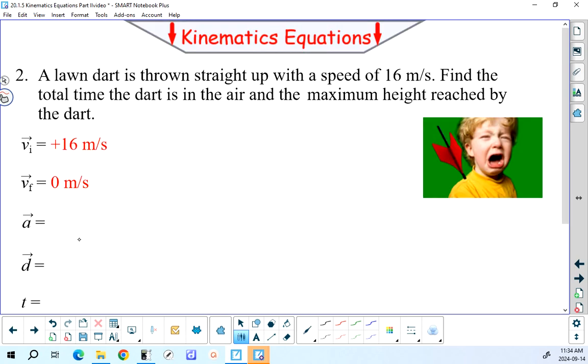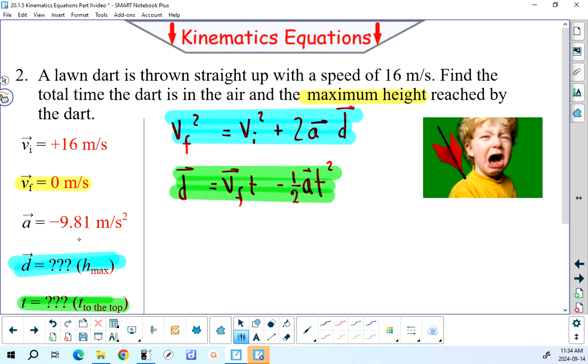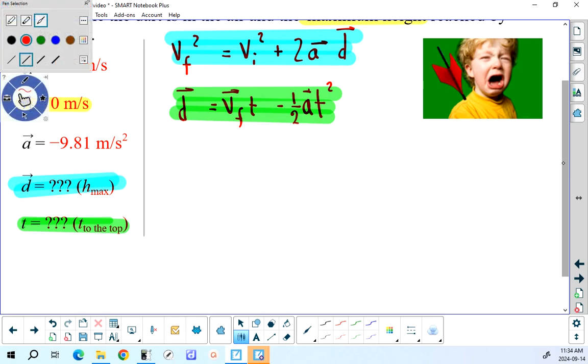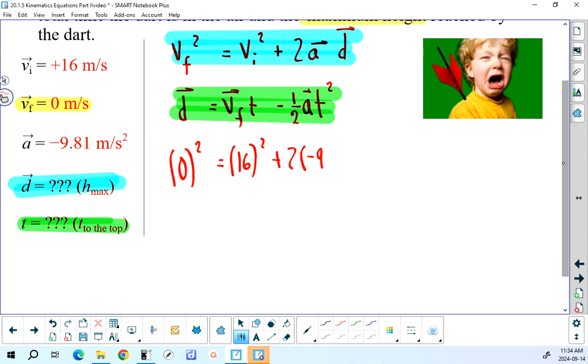Example 2, where did we leave off? We said that we could find the maximum height using VF squared equals VI squared plus 2AD. So I'm going to go ahead and do that. I'm putting the numbers into the blue highlighted equation. VF is 0, so 0 squared equals VI squared, which was 16, so that has to be squared, plus 2 times negative 9.81 times D.